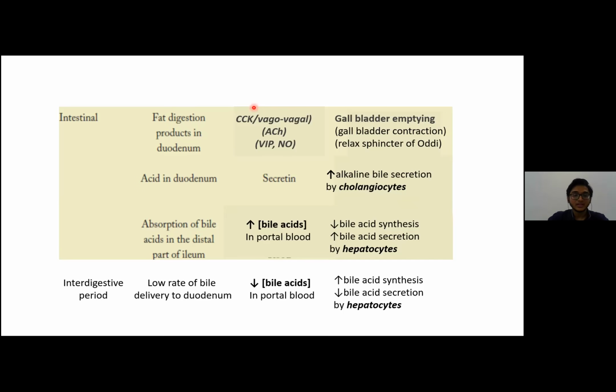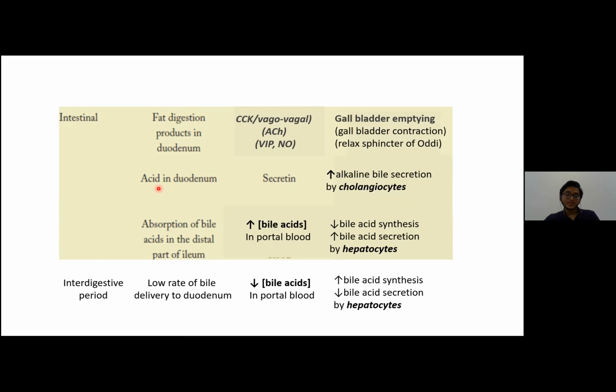Okay. The intestinal phase is because of fat digestion. Again, I told you that once you have lipids in the duodenum, they secrete CCK from the I cells. CCK has two mechanisms: endocrine, which is minor, and neurocrine, which is the major mechanism. It causes a vagovagal reflex, causing acetylcholine release onto the gallbladder, causing contraction, same as before, and VIP and NO release onto the sphincter, causing relaxation.